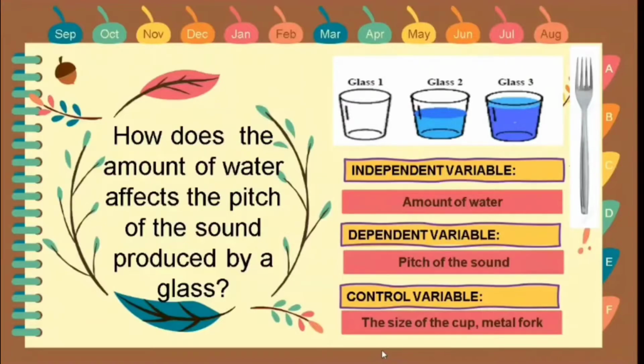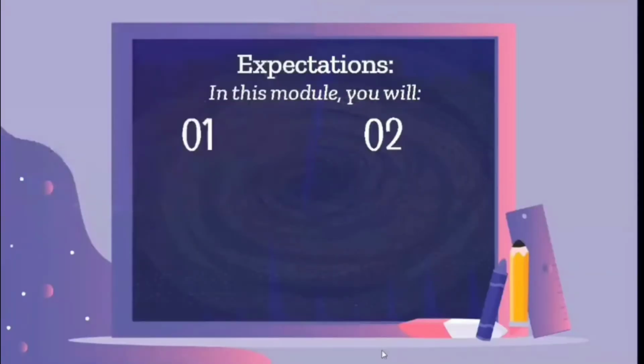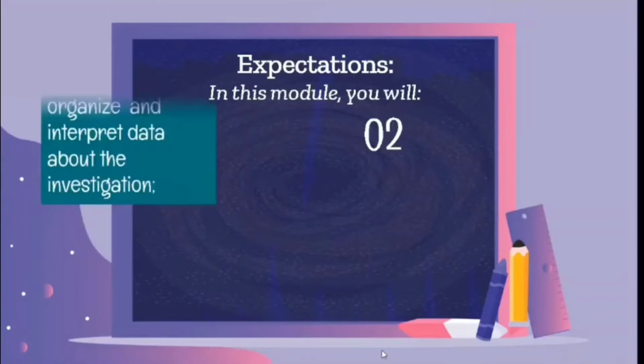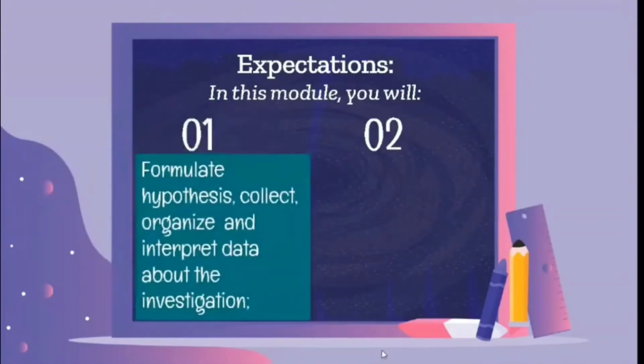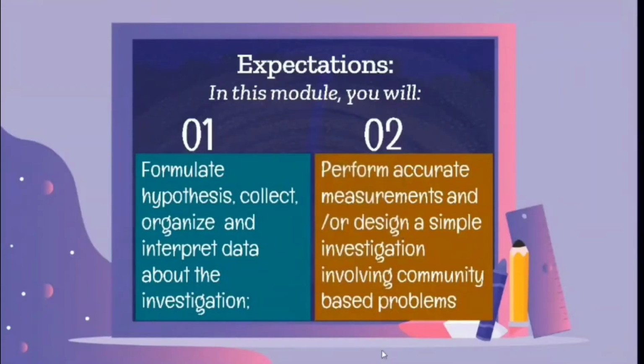So, let us now proceed to Module number 2. The expectations, or the things that you should be able to do, are: number 1, formulate hypothesis. Collect, organize, and interpret data about the investigation. Number 2, perform accurate measurements and or design a simple investigation involving community-based problems.